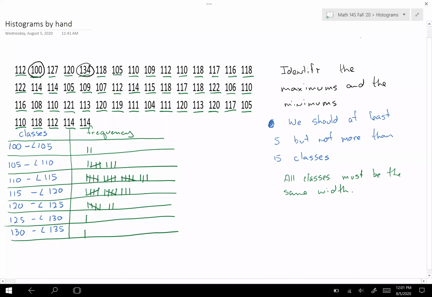All right, and we're back. So take a look at the tallies. Hopefully that matches up with what you came up with.